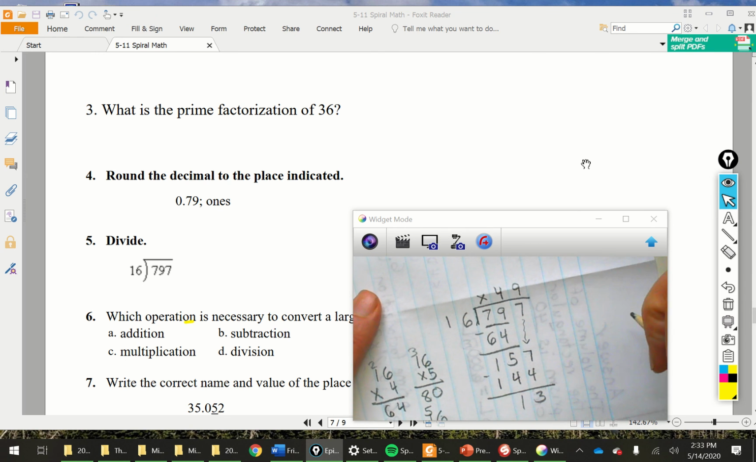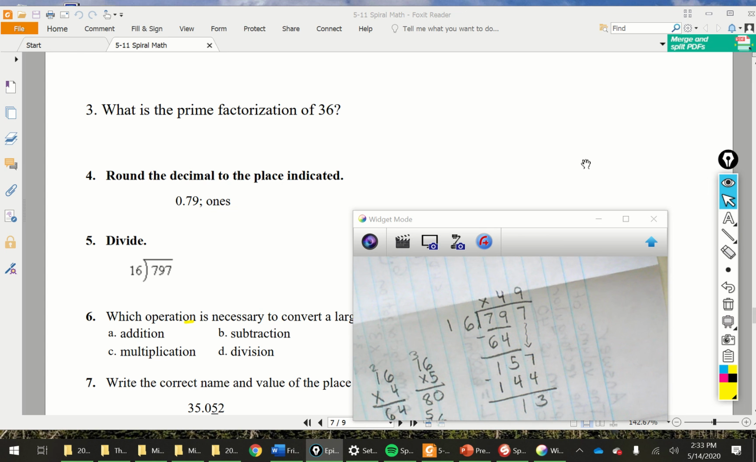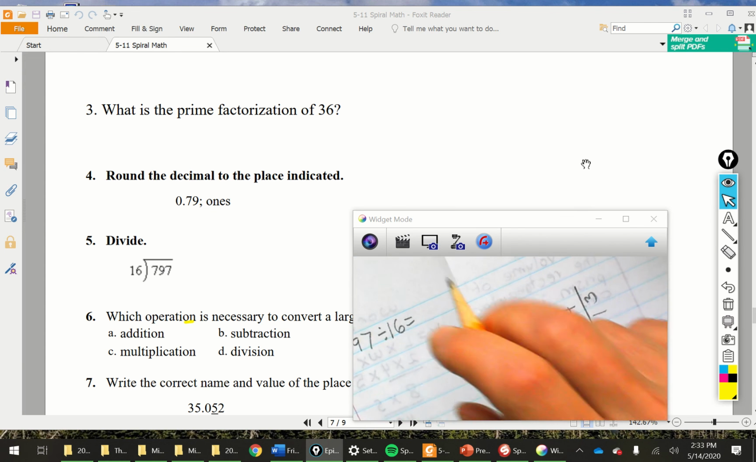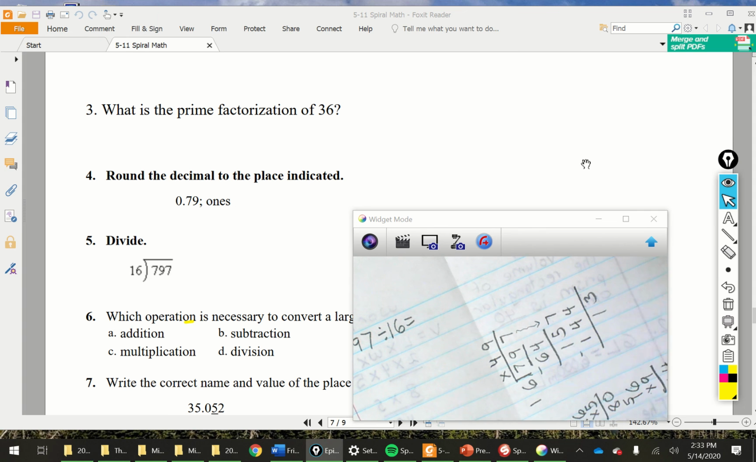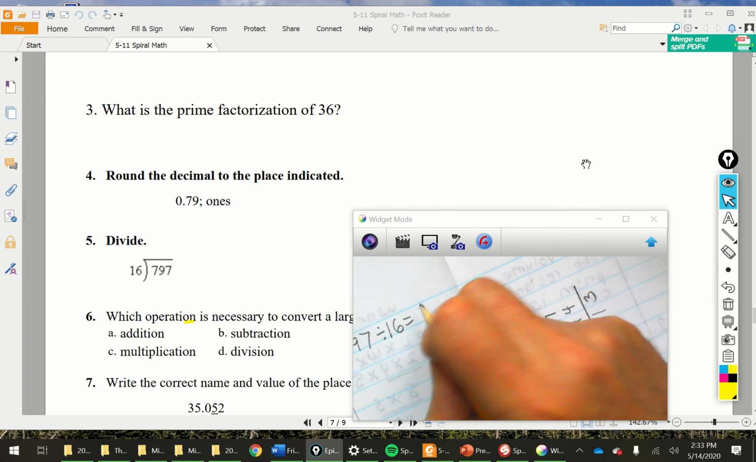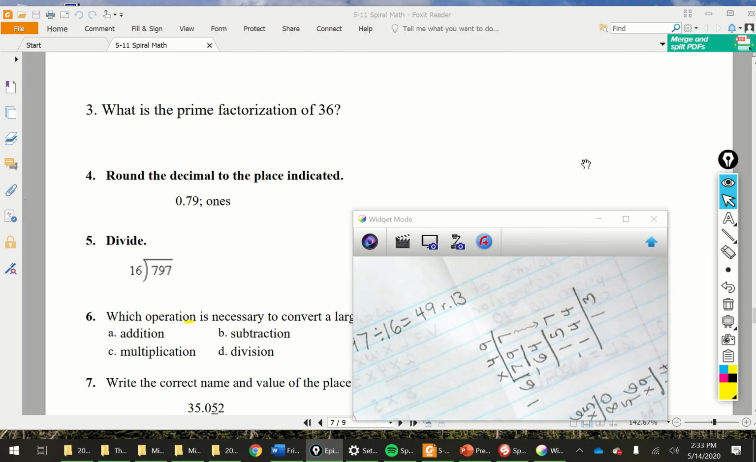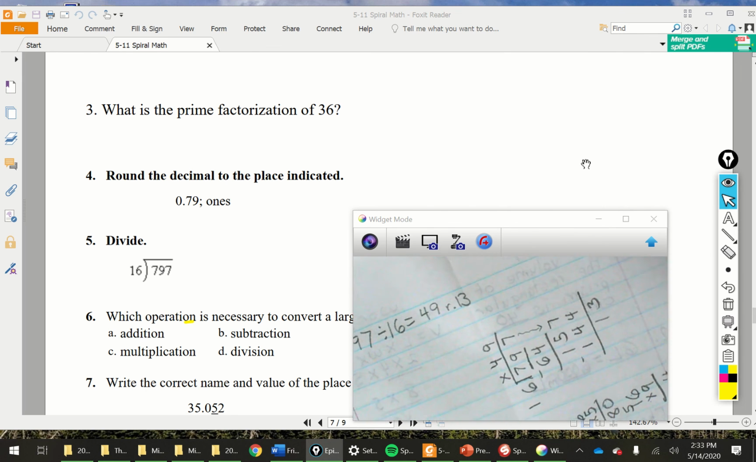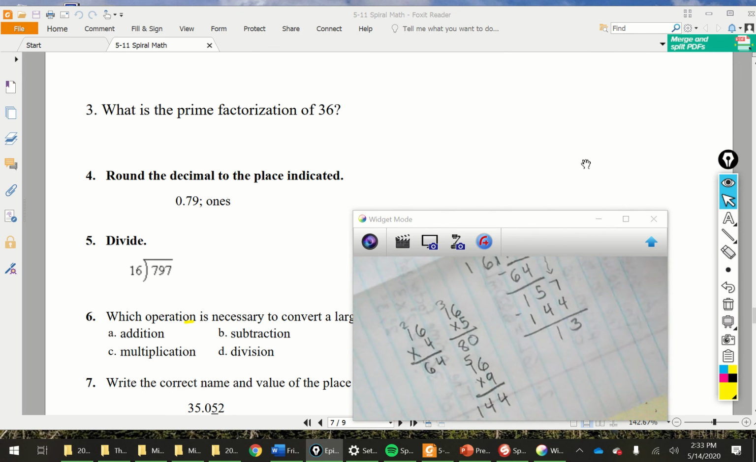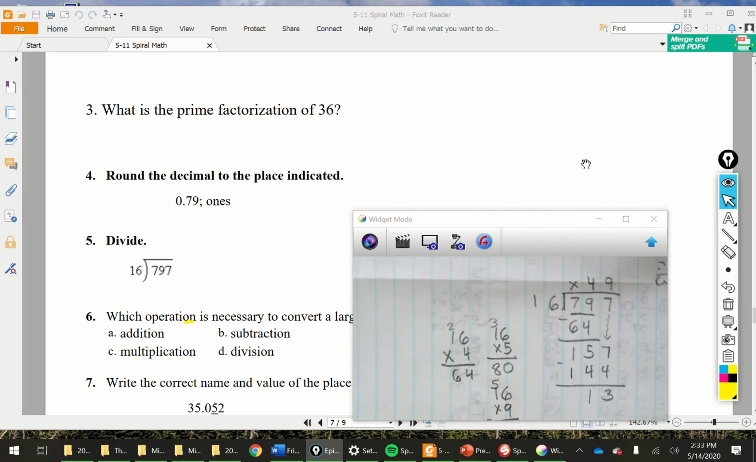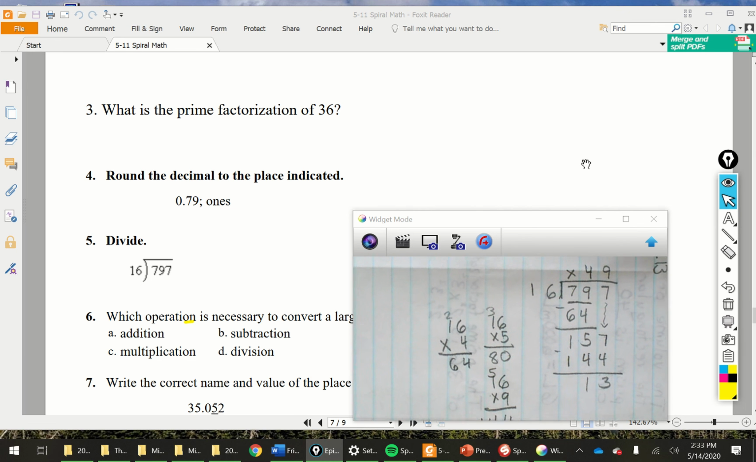Now in this one, boys and girls, since we're not using decimals, you just leave it as a remainder right now. So 797 divided by 16 is going to equal 49, remainder 13. Thank you for showing your work right here, boys and girls, so you can check and see if you made any calculation errors or copy errors.